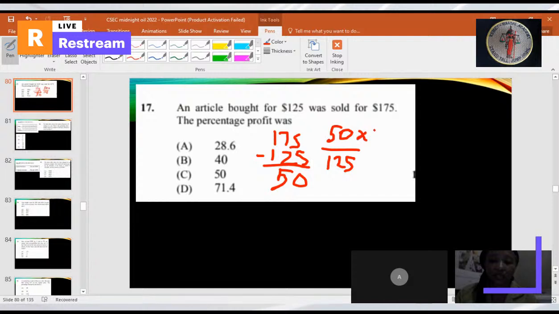So tell me what to cancel. 125 divided by 25 goes 5 times. And 100 divided by 25 goes 4 times. 50 times 4 is 200 divided by 5. Can we cancel here? Yes, miss. 5 into 50 goes 10 times. And 10 times 4 is 40%. All right, so that's 40%.